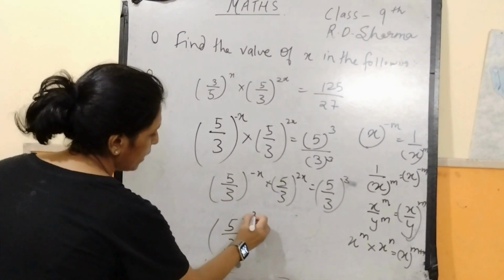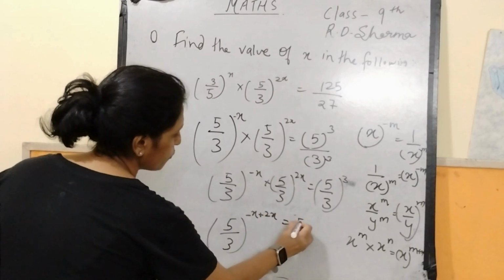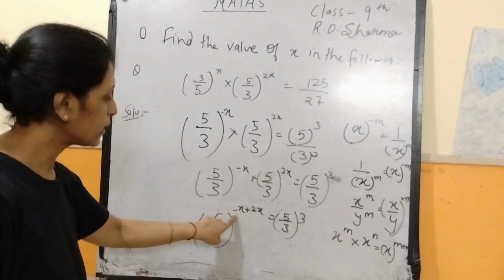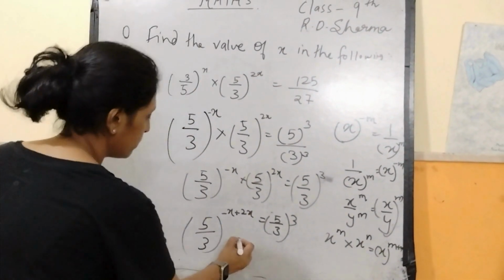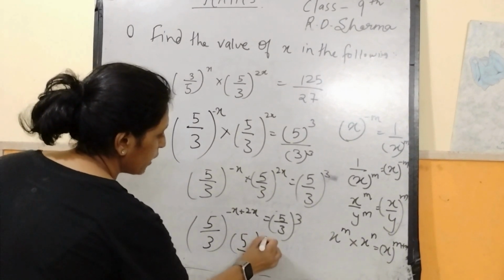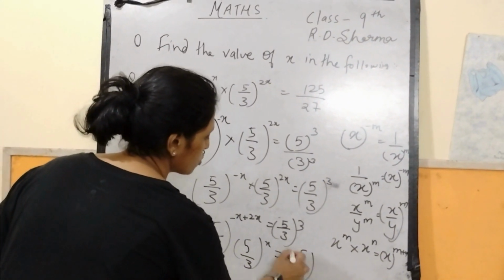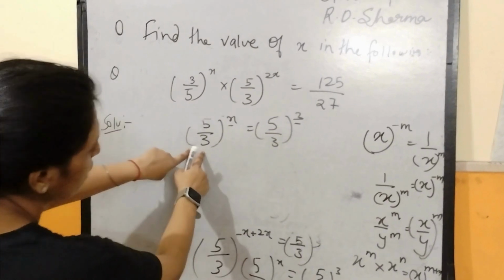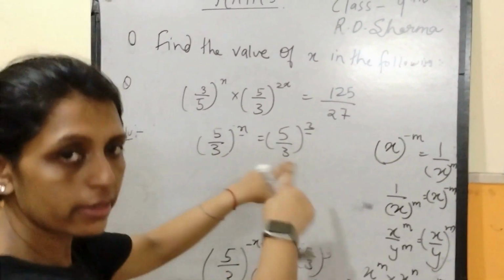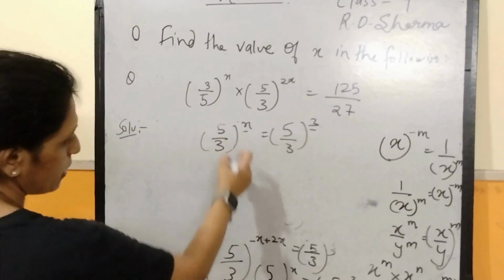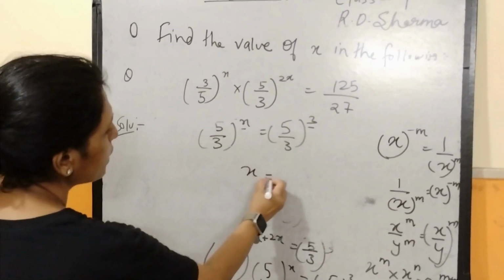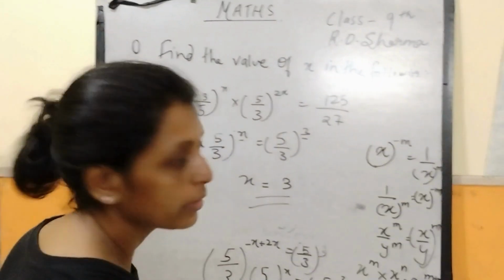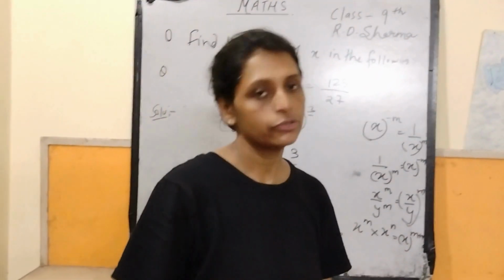(5/3) raised to power (-x + 2x) is equal to (5/3) raised to power 3. Now 2x minus x will be plus x. So it will be (5/3) raised to power x is equal to (5/3) raised to power 3. Then, because now we have all the same bases on either side, on the left hand side and on the right hand side, we will just compare the powers. So x will be equal to 3. So this is the solution. We got the value of x as equal to 3.